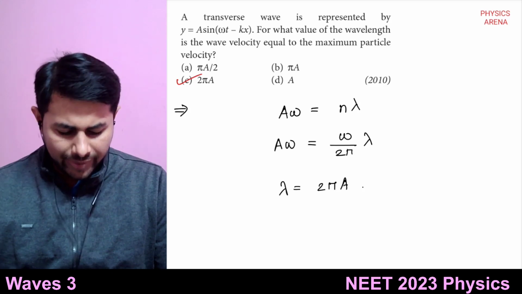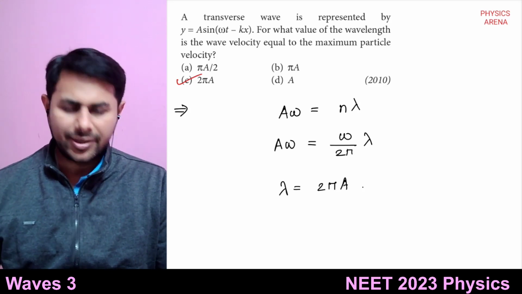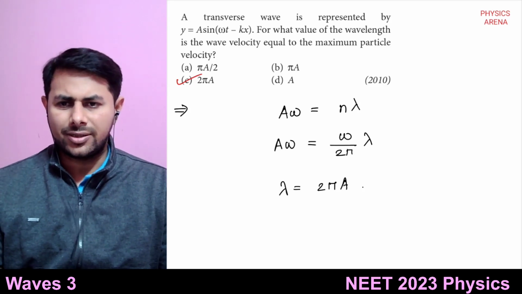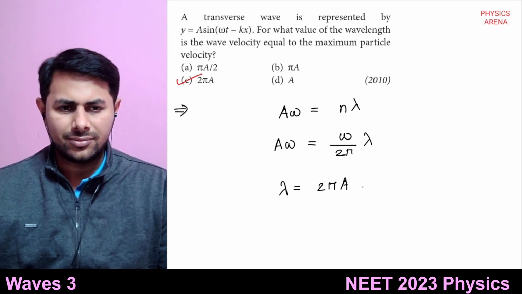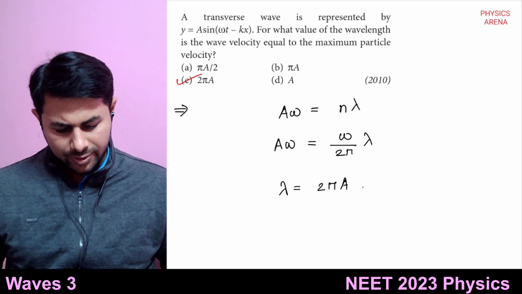So this question is repeated many times, right? Sometimes maximum particle velocity is equal to wave velocity, sometimes it is 2 times that of wave velocity, but it's one and the same thing. So this is simple.